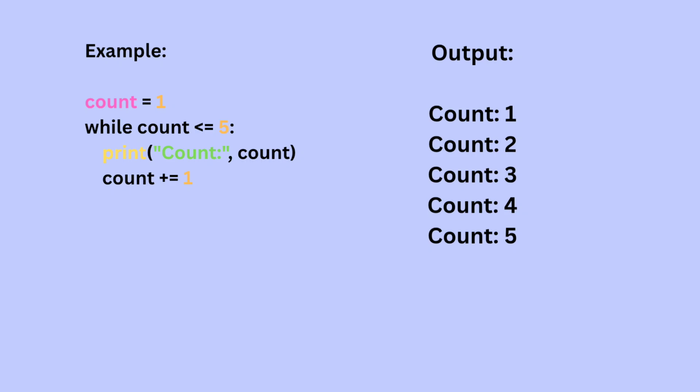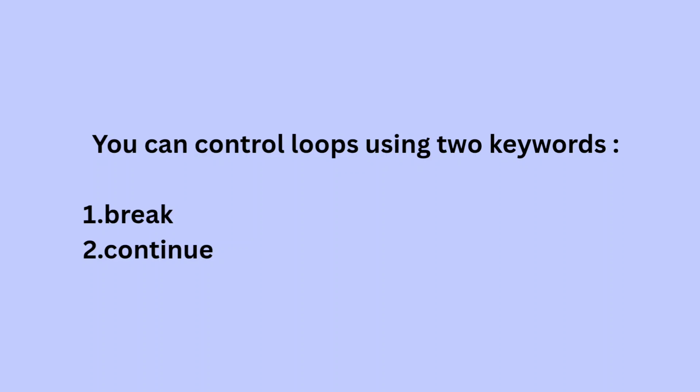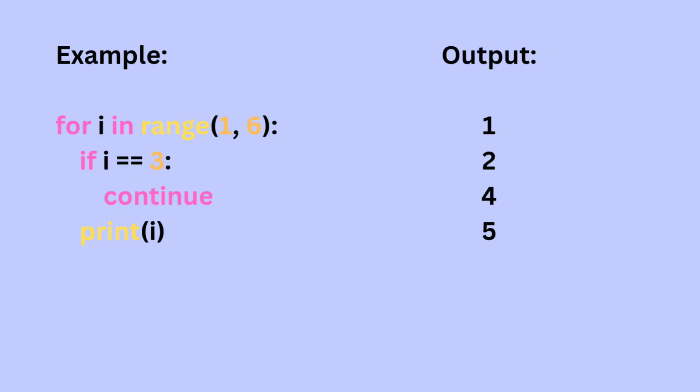Now let's see two important keywords, that are break and continue. You can control loops using these two keywords. First one is break and the second one is continue. The break keyword is used to stop the loop completely and the continue keyword is used to skip the current iteration and move to the next one. Let's see an example. Here, when i is 3, Python skips it using continue.